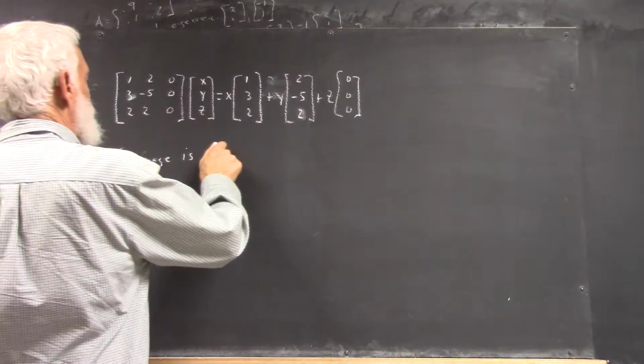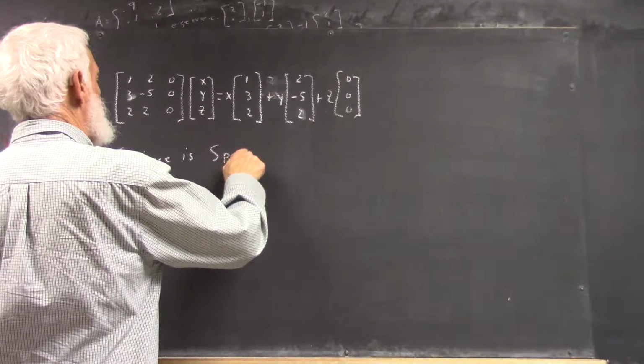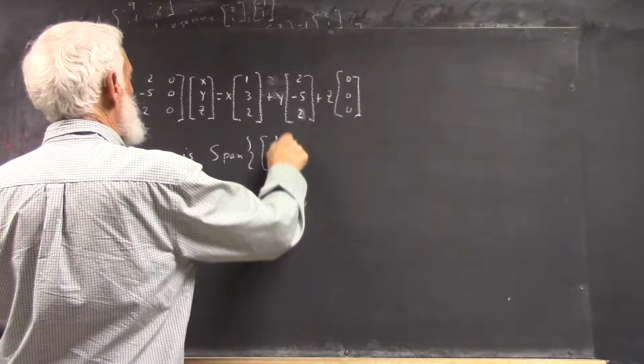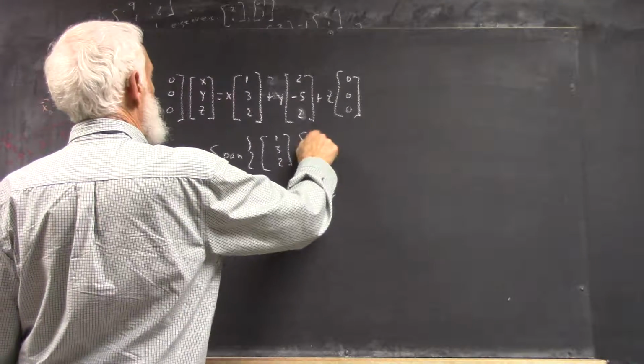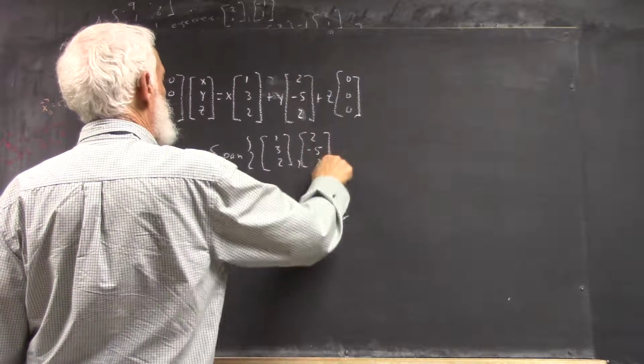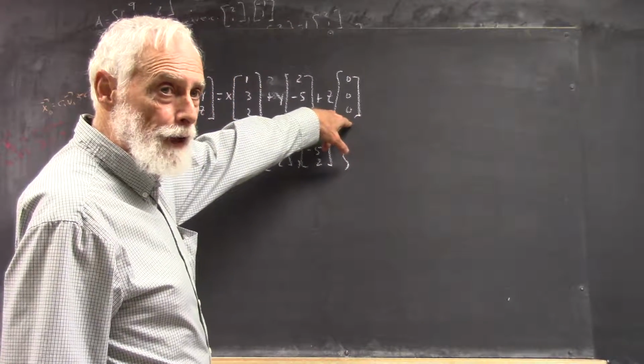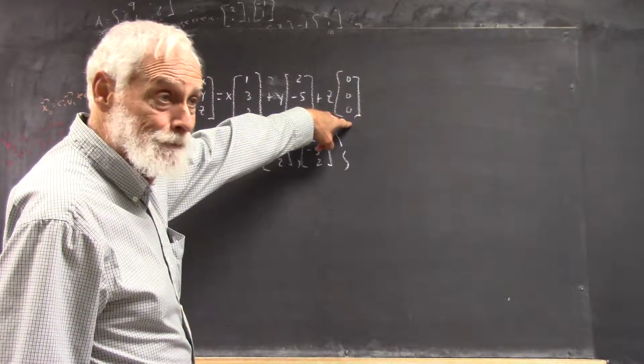So the image is the span of the set 1, 3, 2 and 2, negative 5, 2, because, of course, the 0, 0, 0 vector doesn't add anything to the span.